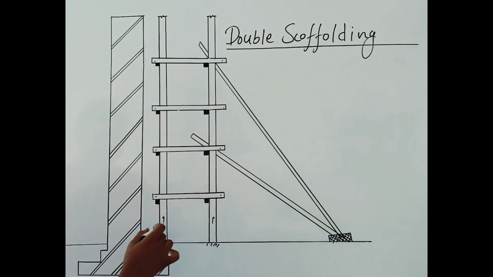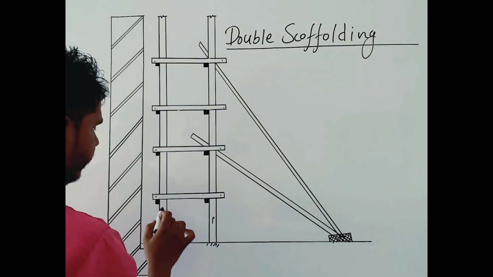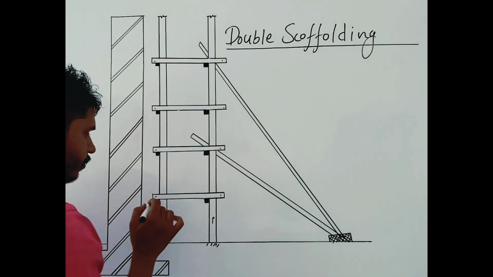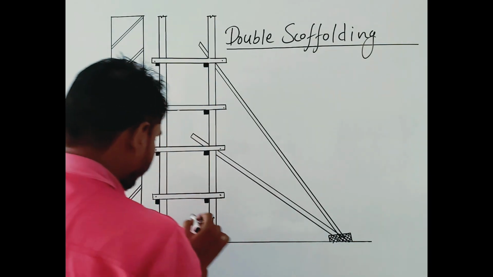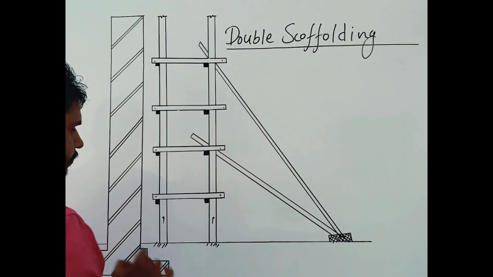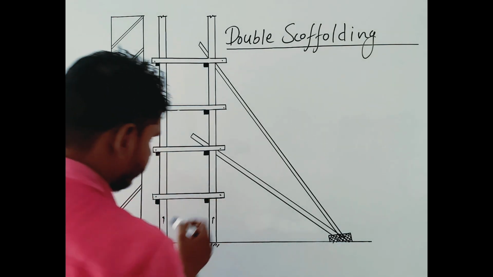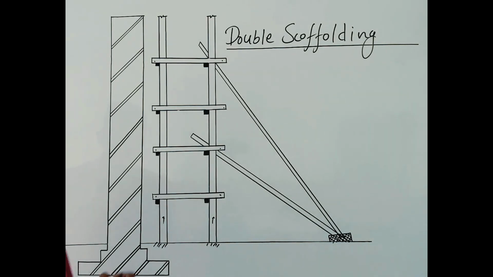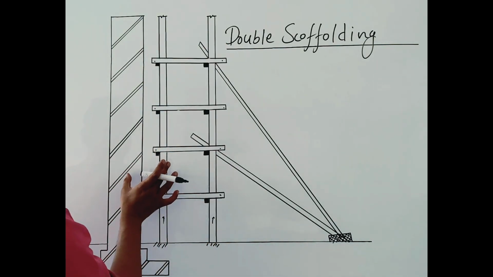Here you can see two sets of standards and ledgers. One end of the put log rests on one side and the second end rests on the wall side. This is our wall side and this is the other side. Here our scaffolding is fully free of our construction.